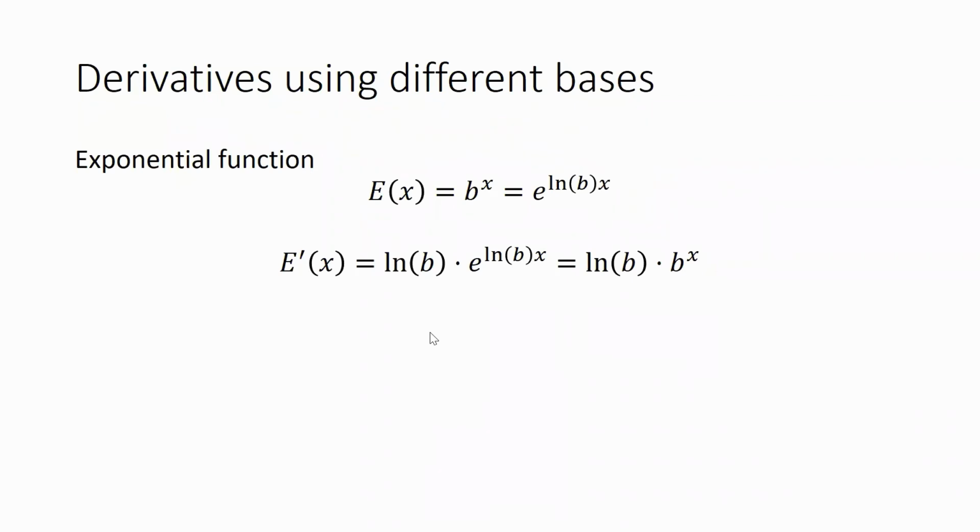So here it is again. Taking f of x equals b to the x means that the derivative is natural log of b times b to the x. By the way, if b is in fact e, natural log of e is just 1. So you just get back e to the x again. So this is consistent with the derivative rule that the derivative of e to the x is e to the x.